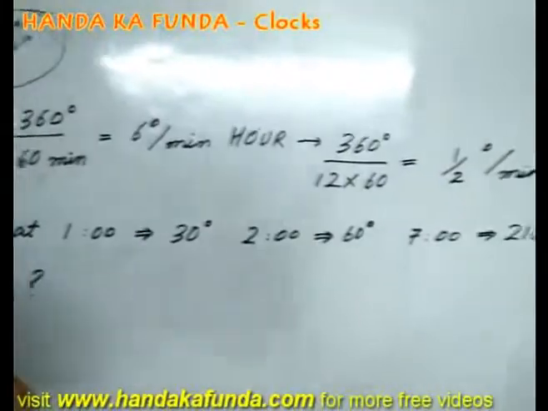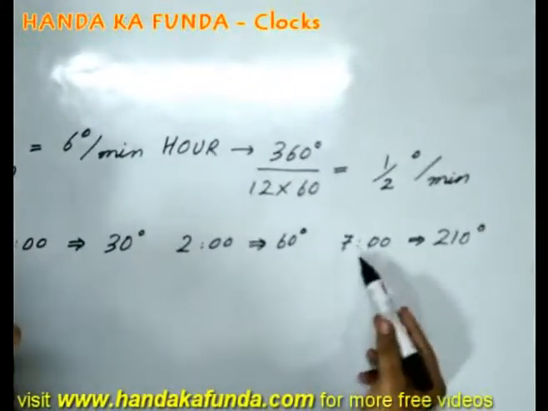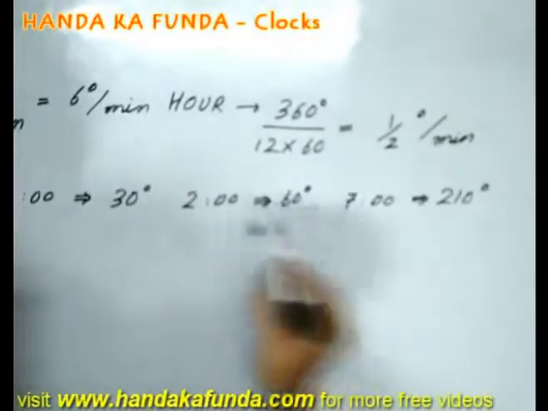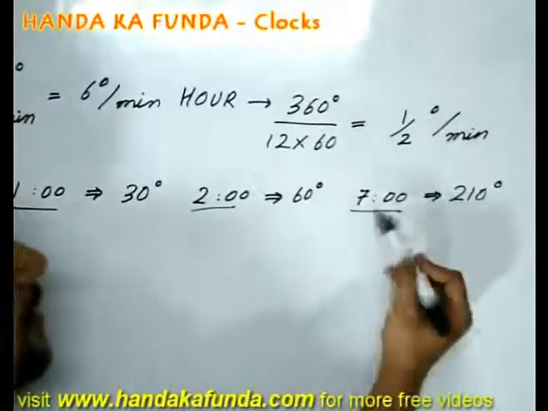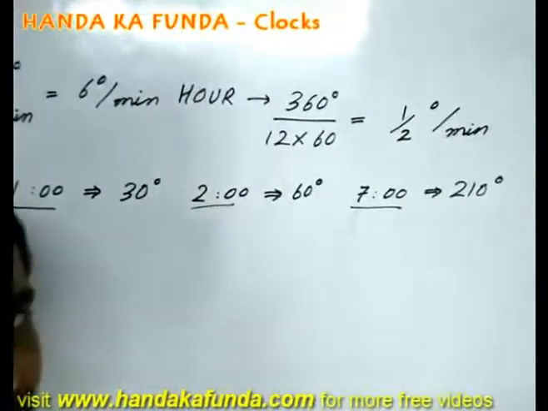At 3 o'clock, it will be 90 degrees. At 4 o'clock, it will be 120 degrees. At 7 o'clock, it will be 7 into 30 or 210. So if it is a perfect hour, as in the 3 cases mentioned here, it is very simple to find out. You will just multiply it with 30 degrees and you will get your answer.